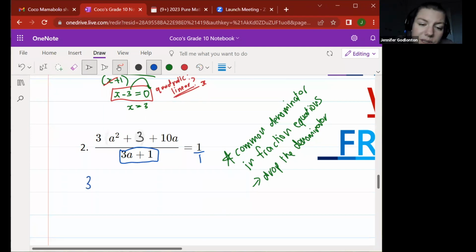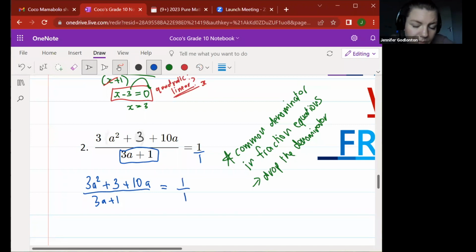So we're going to keep this 3a squared plus 3 plus 10a, and all of that is over 3a plus 1, and that is equal to 1 over 1. But we're going to multiply both of those by 3a plus 1 so that we have a common denominator. Okay, so if you have a look at that, 3a plus 1 over 3a plus 1, it's 1. So we're not changing the value of this equation.